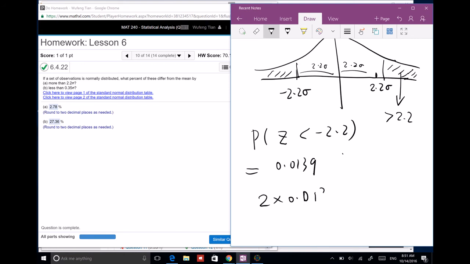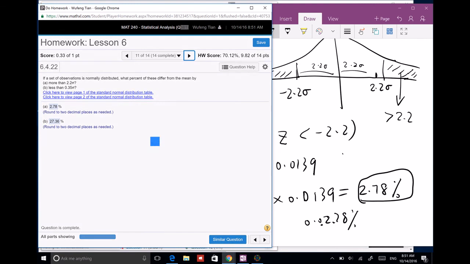So it's 0.0278, and you find the answer is 2.78%. Although you get 0.0278, you multiply by 100 to get a percentage. So this is your answer. Okay, you use the same idea for the second one.